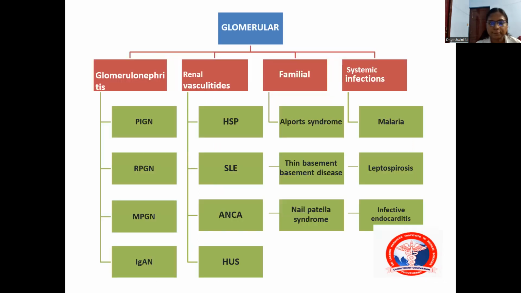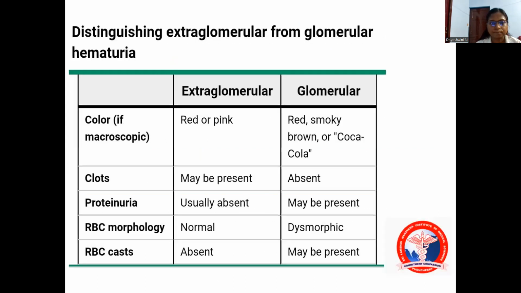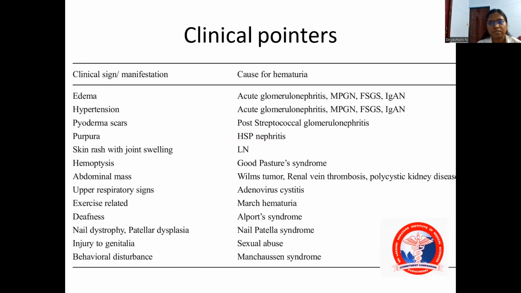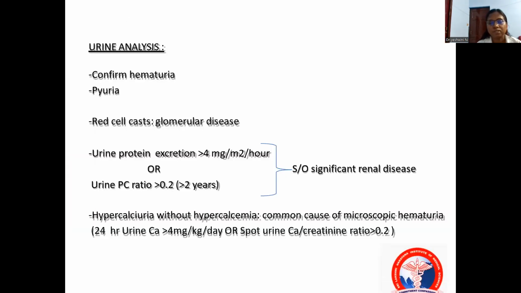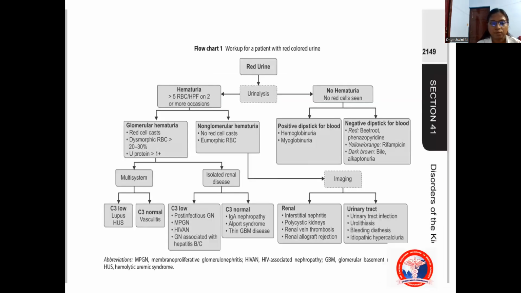The glomerular cause will be a cola-colored urine with proteinuria, with RBC casts and dysmorphic RBCs. Okay. Extraglomerular will have a red color urine with clots. Proteinuria will not be there. RBC morphology and casts will be normal. Okay. So whenever a child presents to you with red urine, you diagnose first whether it is hematuria or not. If it is hematuria, think of whether it is a glomerular cause or not. Then you decide what to do.